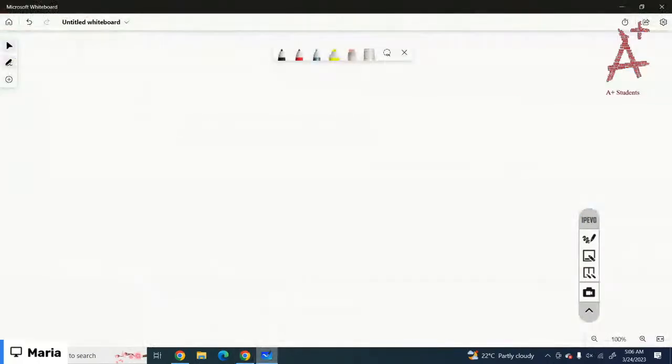Let me just write down the prime factors of 3 and 12. 3 is a prime number. So the prime factor for 3 is 3 times 1. And now you have to write down the prime factors for 12. It would be 2 times 2 times 3. 12 is not a prime number. So it would be 2 times 2 times 3.